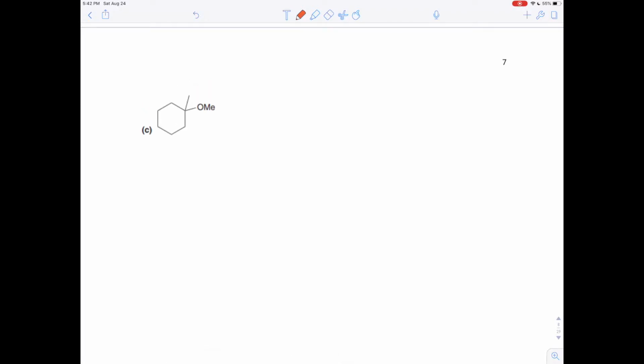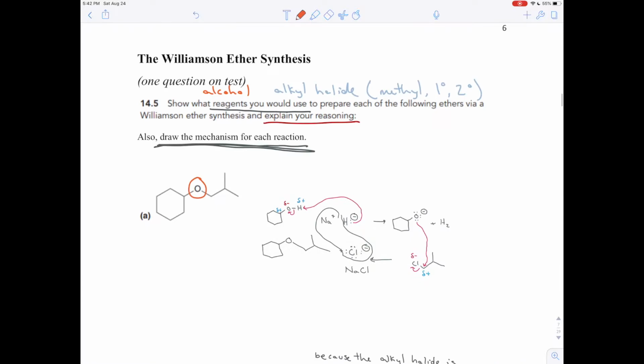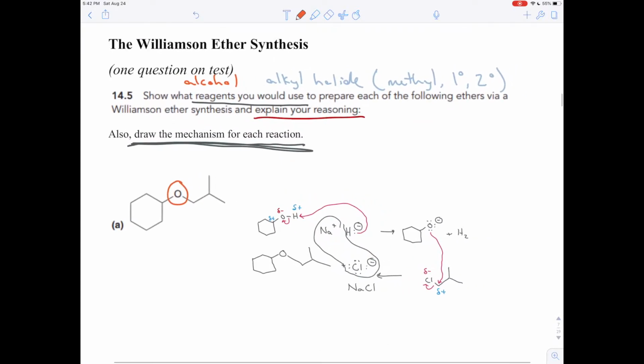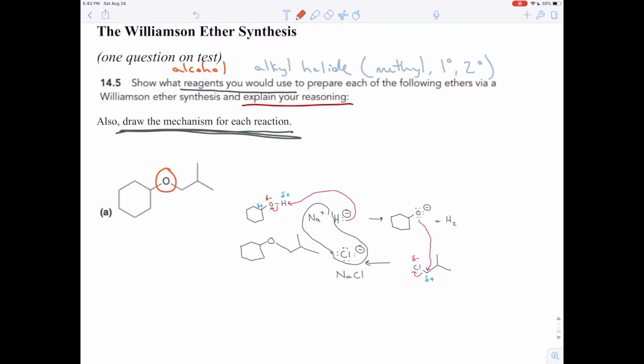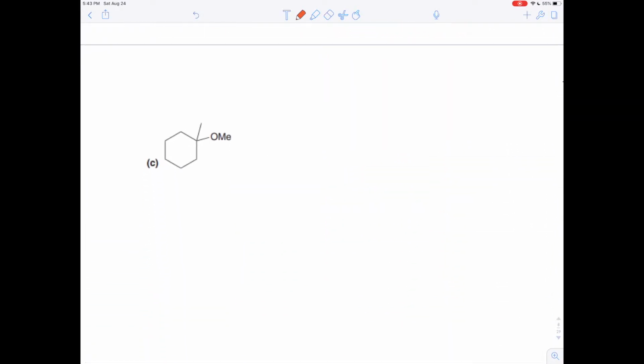For Chapter 14, Exercise 5C, it says, show what reagents you would use to prepare each of the following ethers via a Williamson ether synthesis, and explain your reasoning and draw the mechanism for the reaction. So how can we make this molecule here?